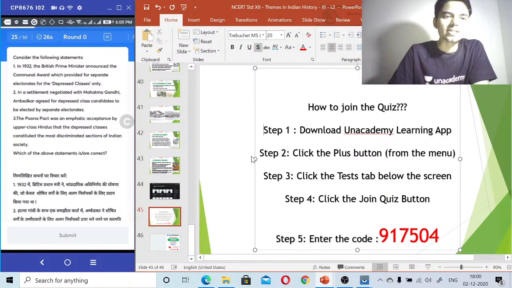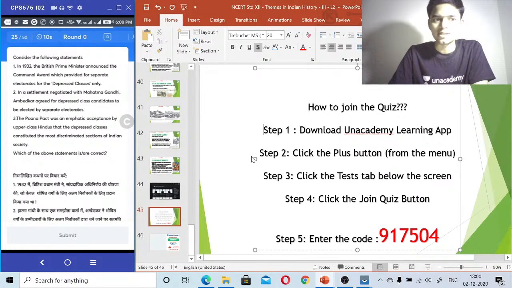Consider the following statements. 1. In 1932, British Prime Minister announced communal award which provided for separate electorates for the depressed classes only. 2. In a statement negotiated with Mahatma Gandhi, Ambedkar agreed for depressed class candidates to be elected by separate electorates. 3. Pune Pact was an emphatic acceptance by the upper class Hindus that the depressed classes constituted the most discriminated sections of the Indian society. Which of the above statements is or are correct?